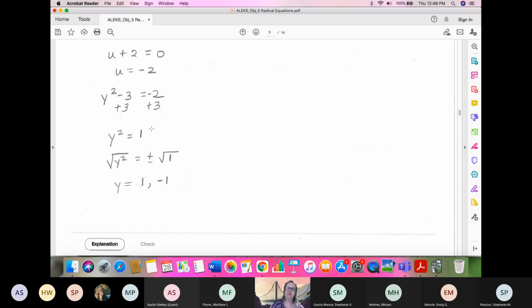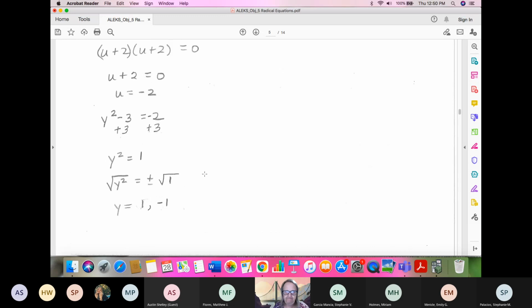And just like in the previous problem, we're going to take the square root of both sides, putting plus or minus with this side since we're solving for y. So the square root undoes squaring there. We get y on this side equals plus or minus the square root of 1. The square root of 1 is 1. So we get plus or minus 1. So there's the plus 1, comma, the -1.